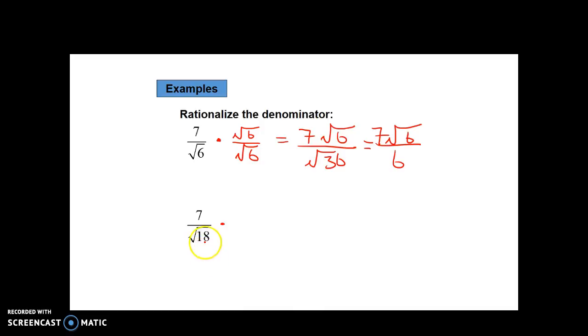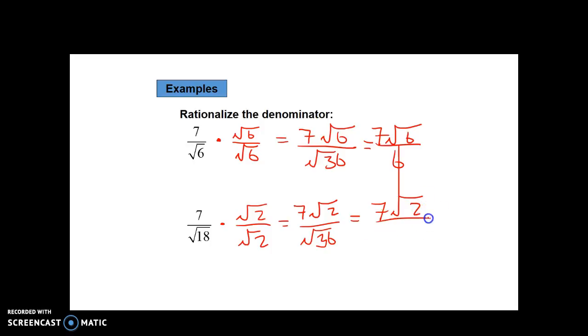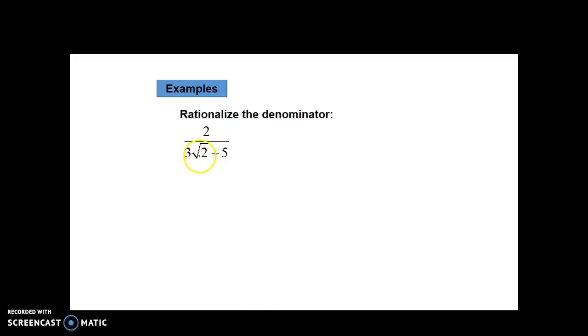This guy over here, let's multiply him just by root 2 over root 2. Right? Because I just want to get to the next perfect square, and I know 18 times 2 is 36. So on the bottom, I have the square root of 36, which is a perfect square. On the top, we have 7 root 2, and that's going to be 7 root 2 over 6. Again, same answer as before, but it's rationalized. Now let's do a little more complicated one.